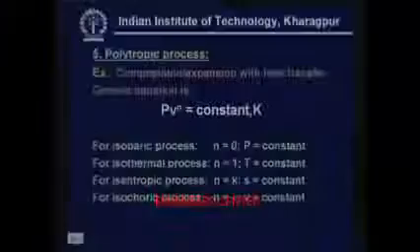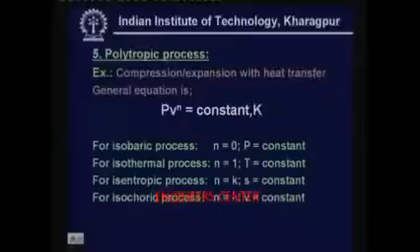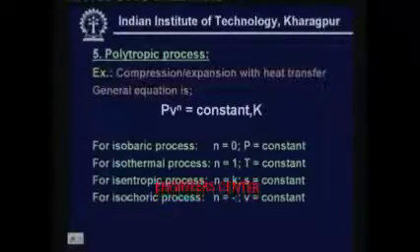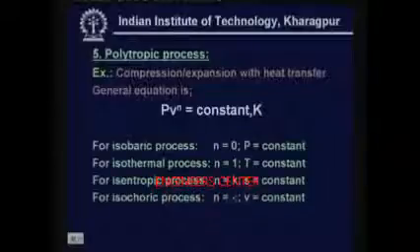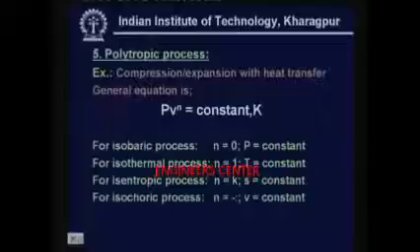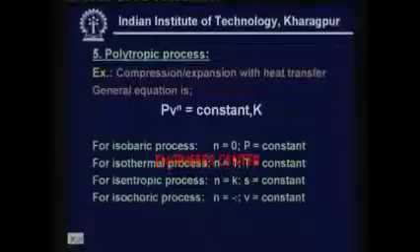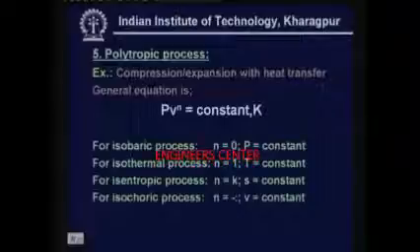Such a process is called a polytropic process, and all polytropic processes follow a general relation given by PV^n is constant, where P is again absolute pressure, V is the volume, and n is known as the polytropic coefficient. This n can take values anywhere between minus infinity and plus infinity. That means almost all processes fall under this polytropic process.